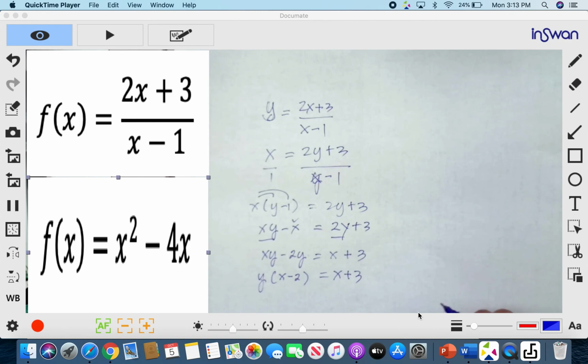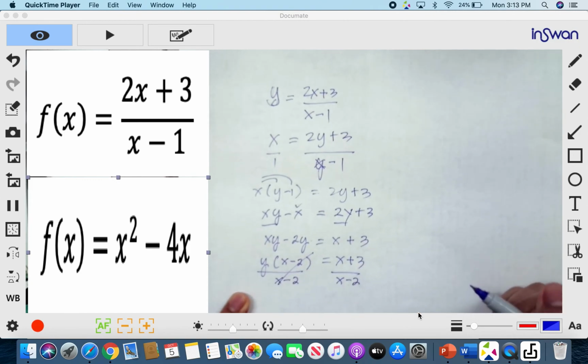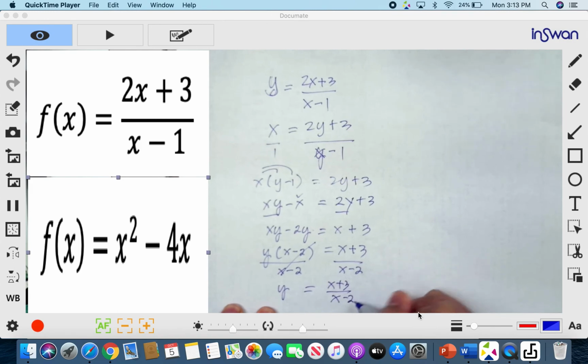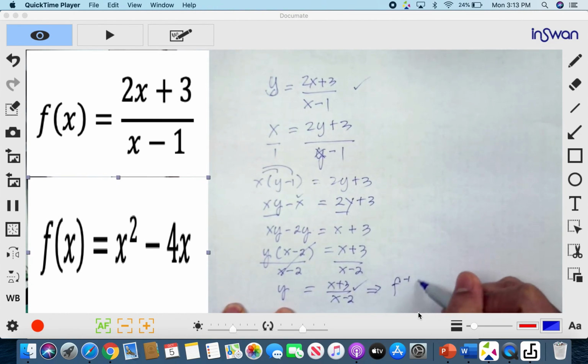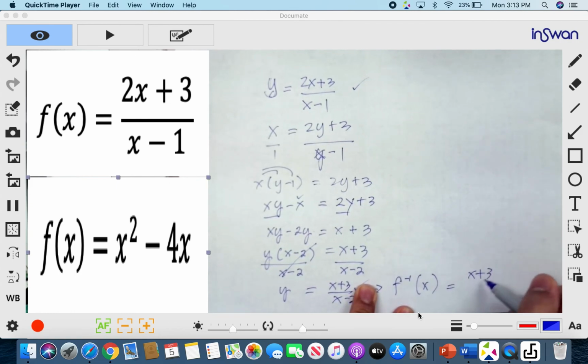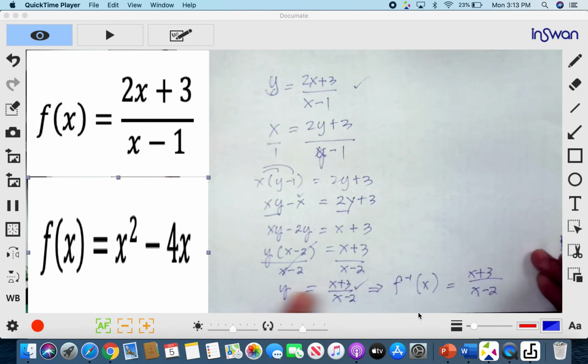Since y is by itself already, what we can do is to divide the whole expression by x minus 2, and it cancels out. So therefore, it is now equivalent to x plus 3 all over x minus 2. And of course, this is the inverse function, not the function itself. So they are different. Since this is an inverse function, you need to express it as an inverse function of x, which is equal to x plus 3 all over x minus 2.